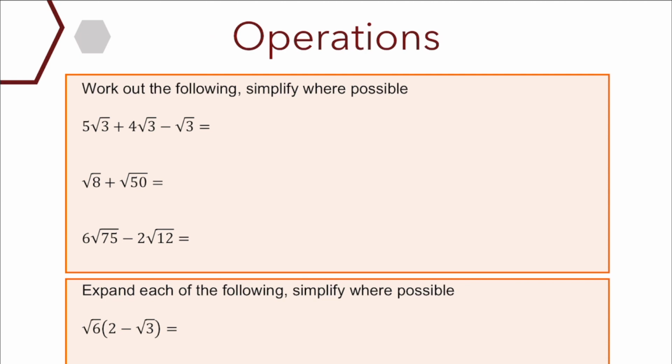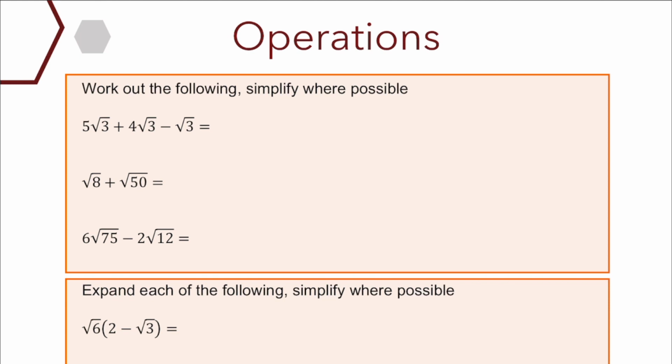Now, it's important to note that the only two laws of Surds were to do with multiplication and division. Adding and subtracting, similar to laws of indices from a previous lesson, you need to think about it as collecting like terms. So what we have on this first question is 5 root 3 plus 4 root 3 minus a root 3. There's no multiplying, no dividing. Collecting like terms is what it is.